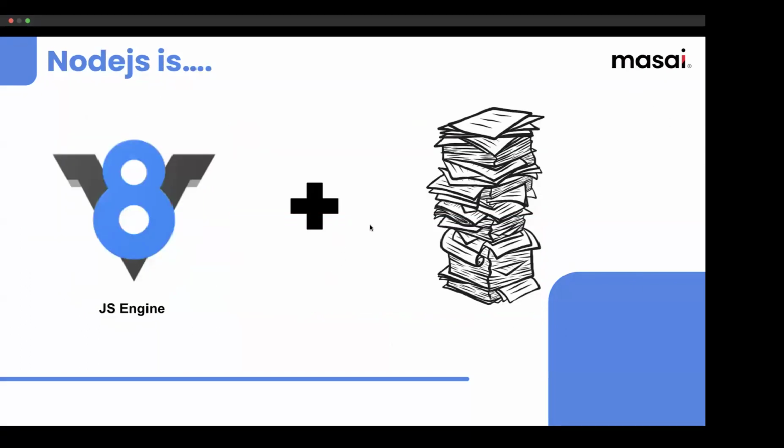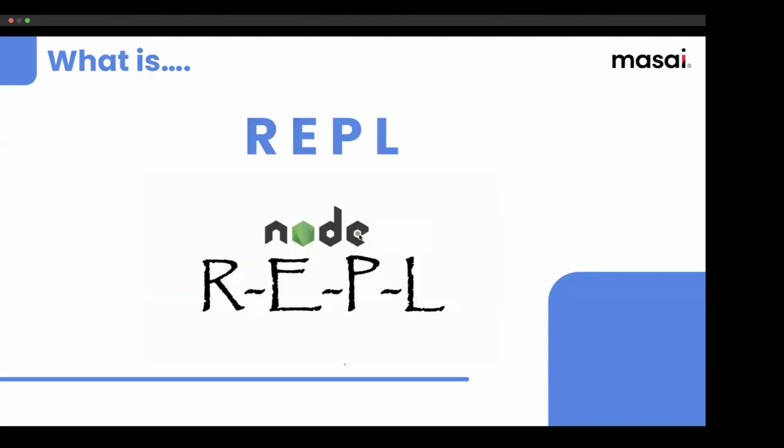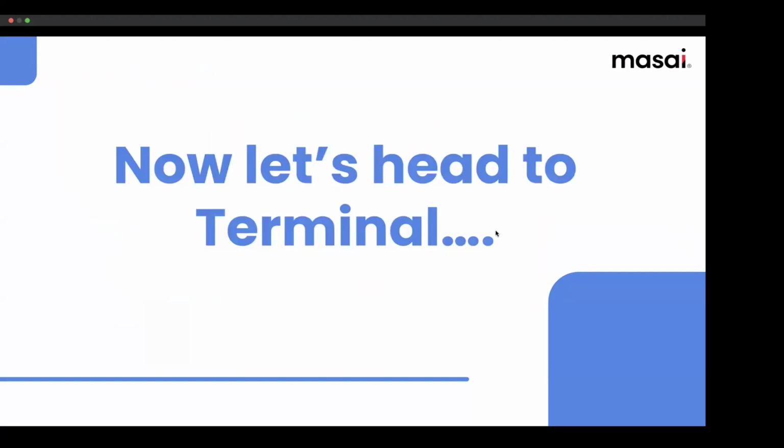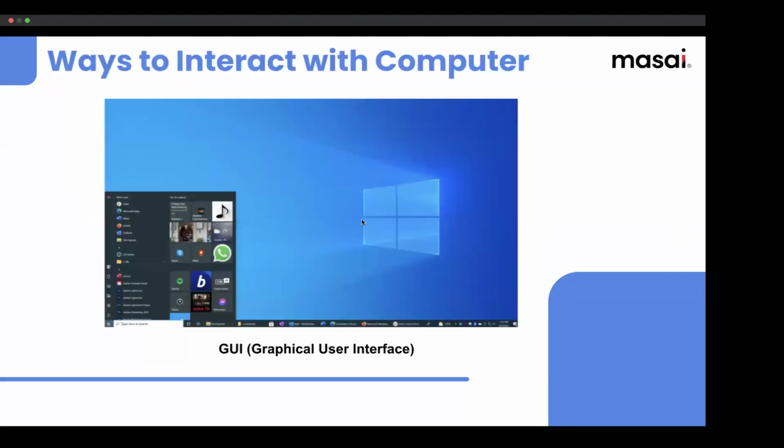So Node.js, as I told you, is a V8 engine plus some extra features. Okay, what are these extra features? We already discussed the REPL. Okay, so what are those extra features? I'll talk about them also.